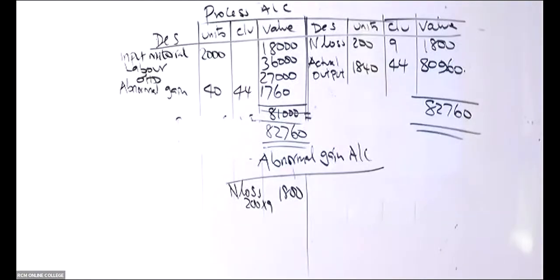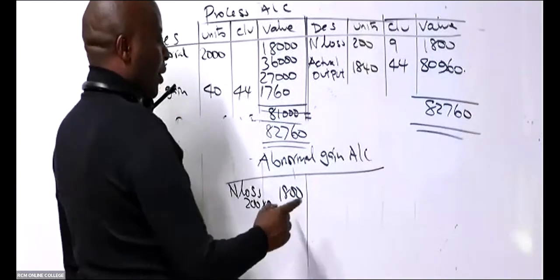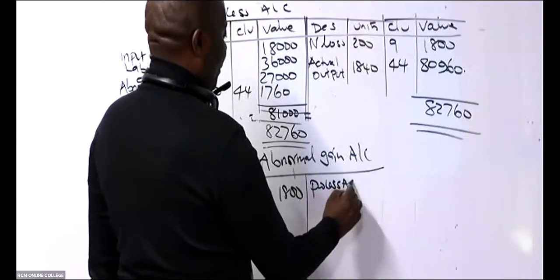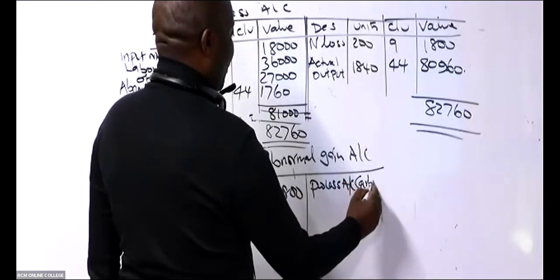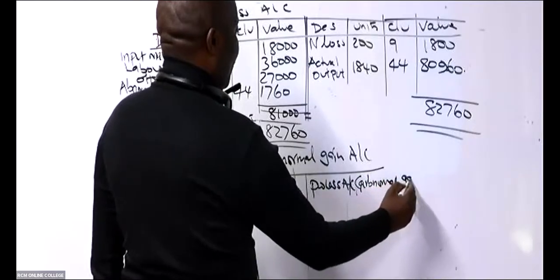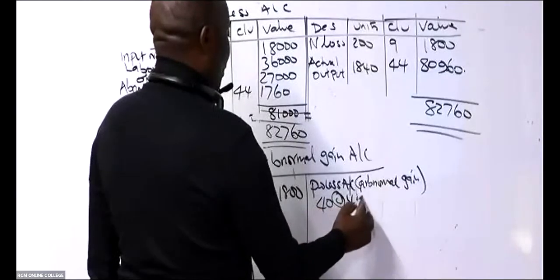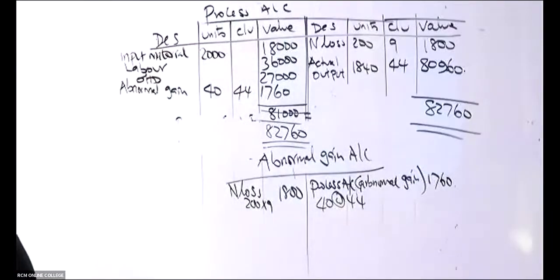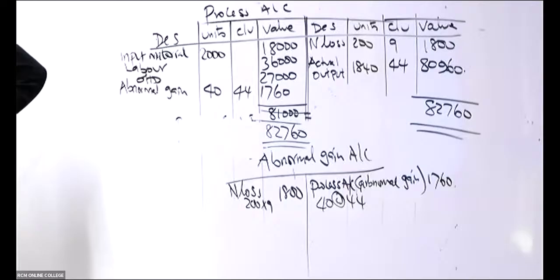And then we have abnormal gain. It's debited here. So it shall be credited. All right. So we have here from the process account, abnormal gain. It is 40 at 44, giving us 1760. Great. Now, ladies and gentlemen, you have to be a very, very bright student.